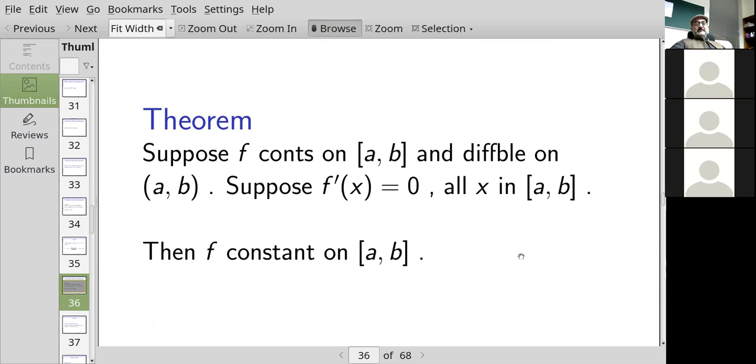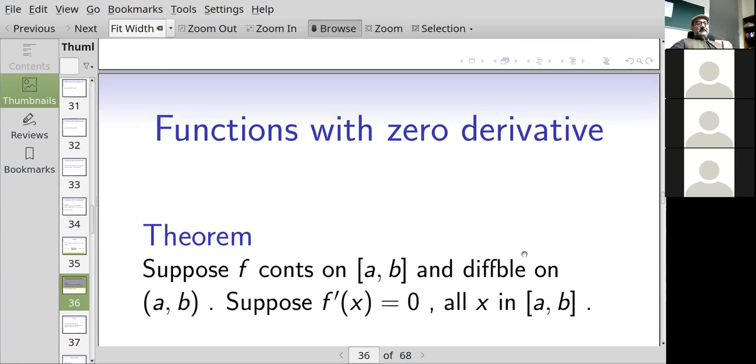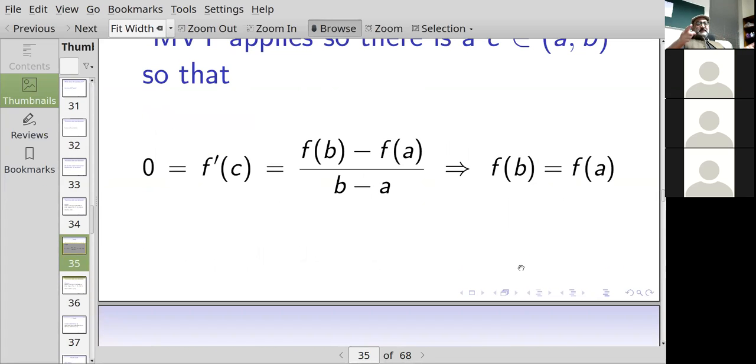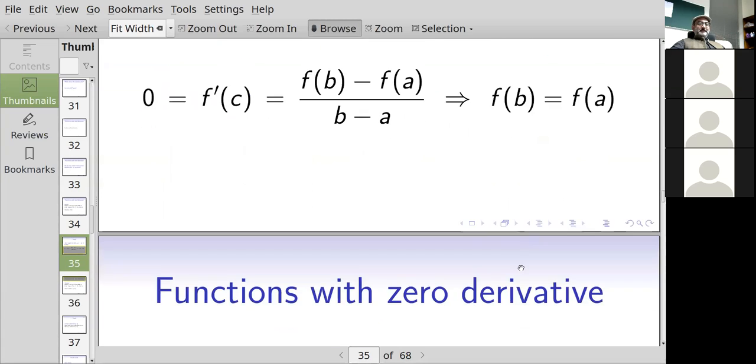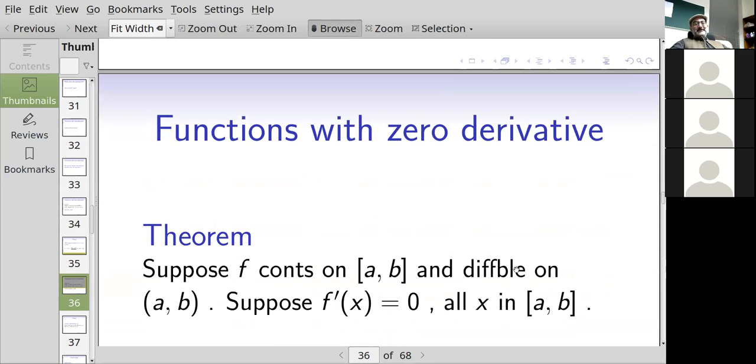Yeah, Basit has a question? Yeah, that's the straight line, right? Yeah, the graph will look like a straight line, yes. But right now, all we've done is prove that the function takes the same value at the endpoints, right? Now we'll show that the graph should be a straight line.